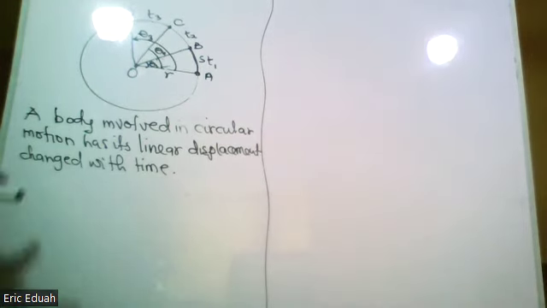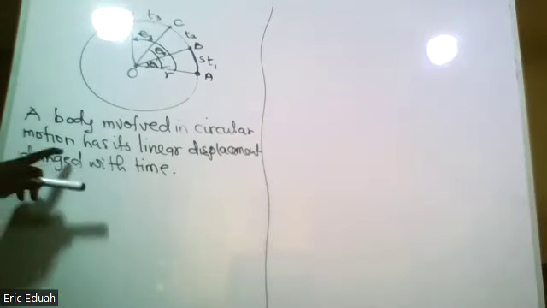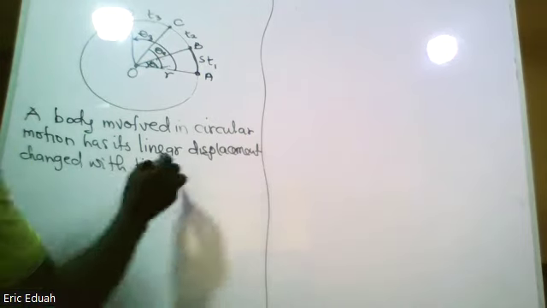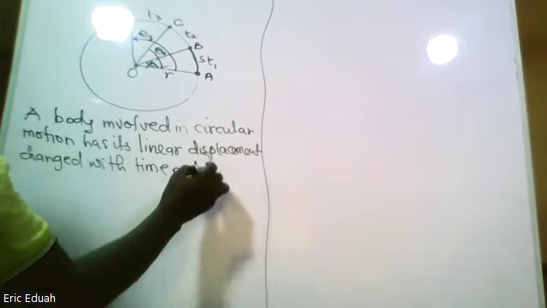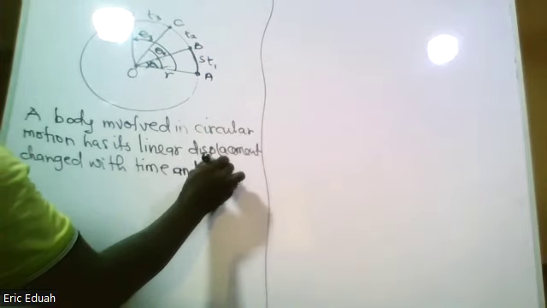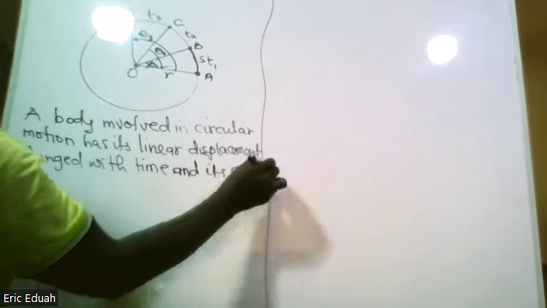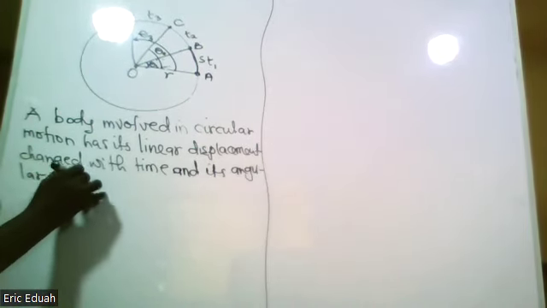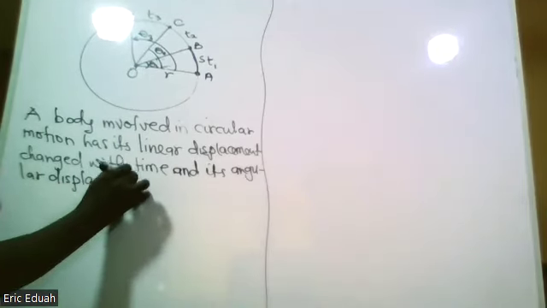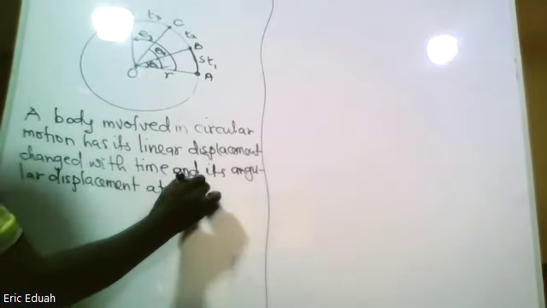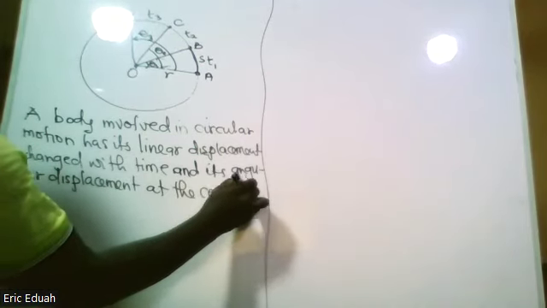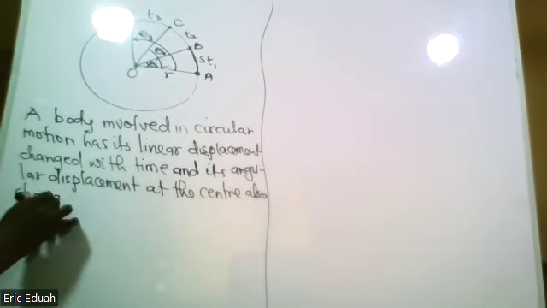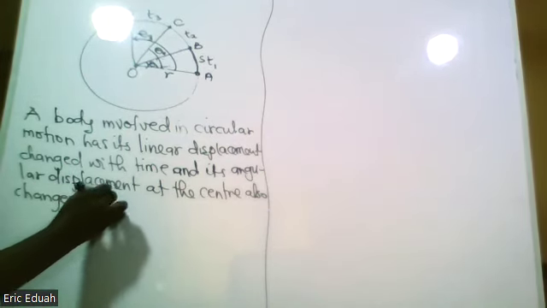Okay. So a body involved in circular motion has its linear displacement change with time, and its angular displacement at the center also changes with time.